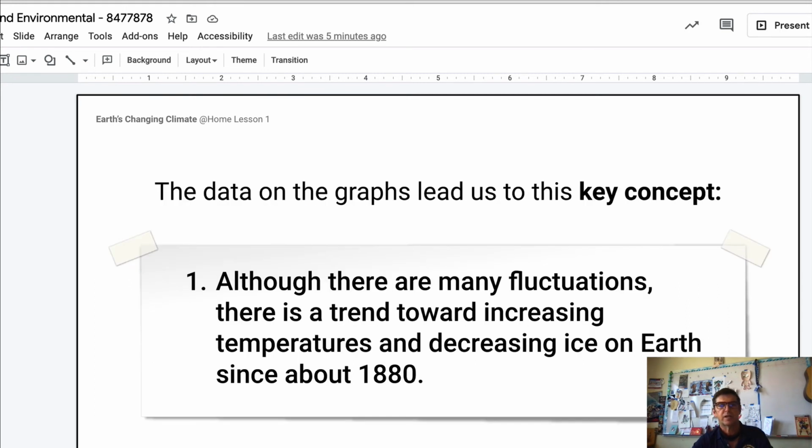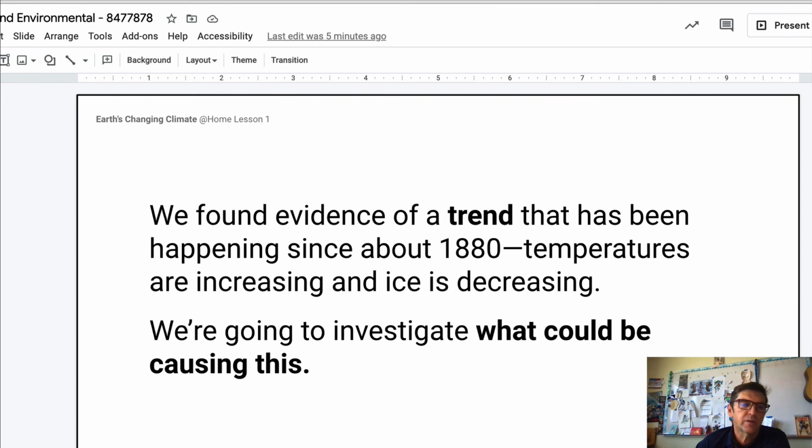Kind of obvious, right? We learned about that before. Hot things and cold things: the cold is going to get moved away from the heat, or the heat's going to move into the cold, and they're going to balance out. So if you have hotter temps, you're going to have less ice. Although there are many fluctuations, there's a trend toward increasing. We already read that. We found evidence of a trend that has been happening since about 1880. Temperatures are increasing and ice is decreasing.